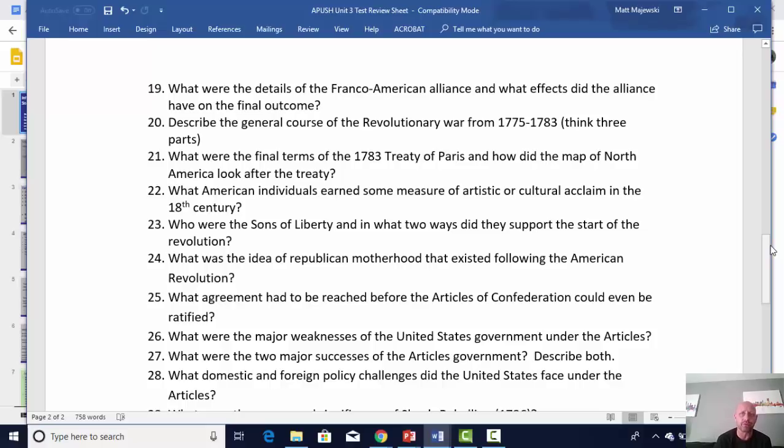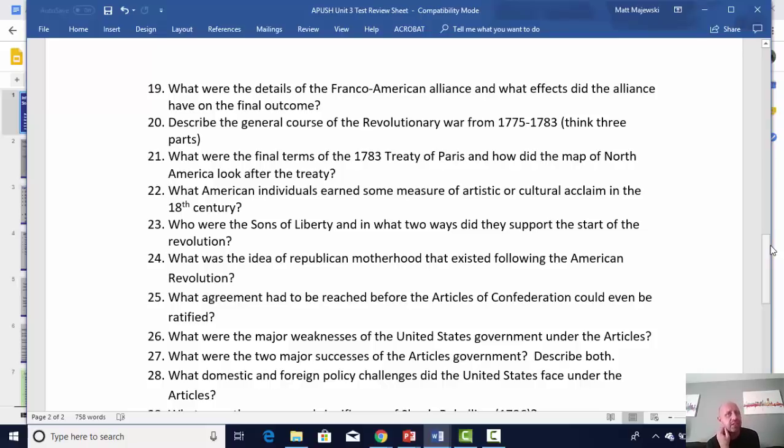20. Describe the course of the war from 1775 to 1783. Think 3 parts. I already mentioned this. First third of the war, Britain focuses on New England. After the Battle of Bunker Hill, they move down to the middle colonies to try to cut the Americans in half. When that fails at Saratoga, they move down to the southern colonies because that was their last area of support. So think from top to middle to bottom. That's the course of the war. Americans just chase the British each time and eventually tire them out.